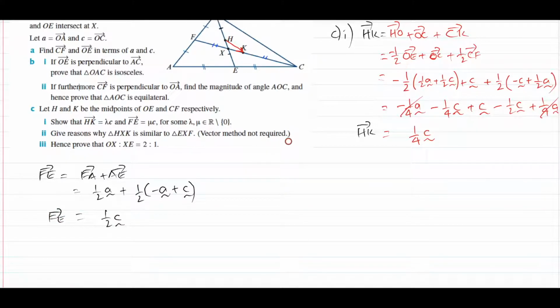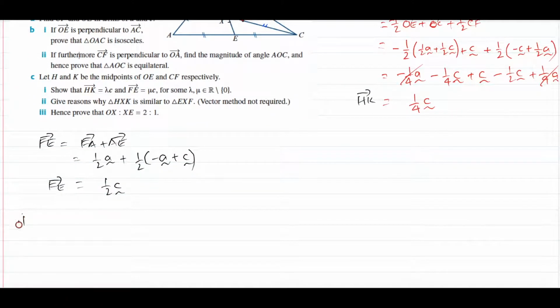Okay. And the good thing is they're both in terms of C, which is what we need. There's no more A, and that's quite nice. So we can tell that lambda is 1 on 4 and mu is half. Let's move on to part II. Okay, what does it say?